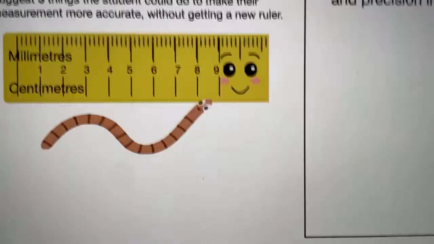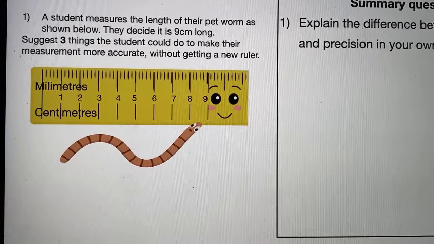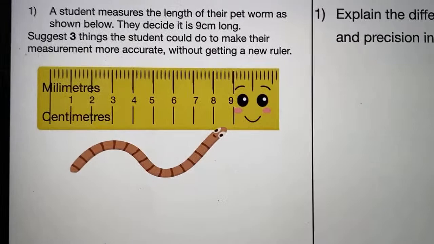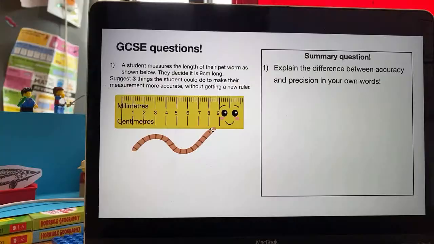Okay, this GCSE question. Here we go. You ready? So... suddenly, it's better. Oh, I know, sorry, it's because I zoomed in. There we go, that's better.